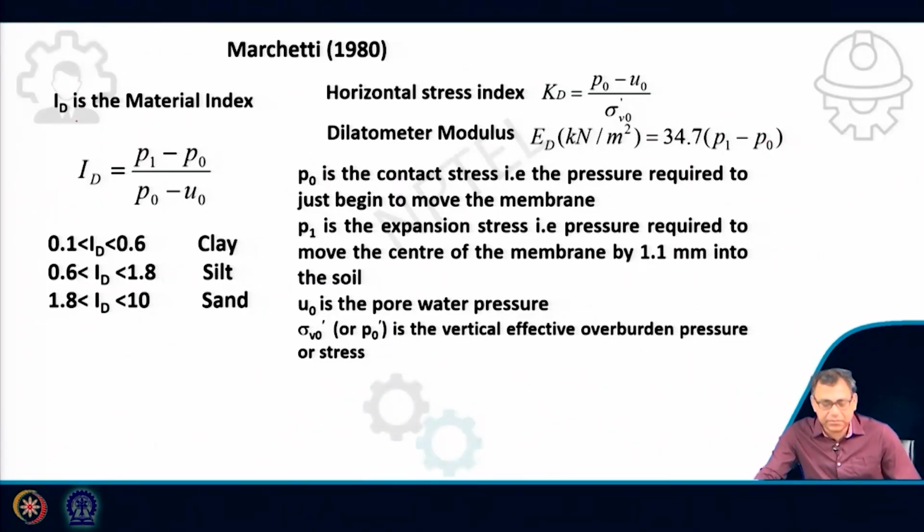And another term which is called the material index, ID, that also we can get by using this expression. Based on ID we can classify the soil. Now, if your ID is between 0.1 and 0.6, it is classified as clay. If it is 0.6 to 1.8, then silt. If it is 1.8 to 10, it is sand. Clear? So we can classify the soil by using ID, and this KD and ED will be used to determine the soil properties.